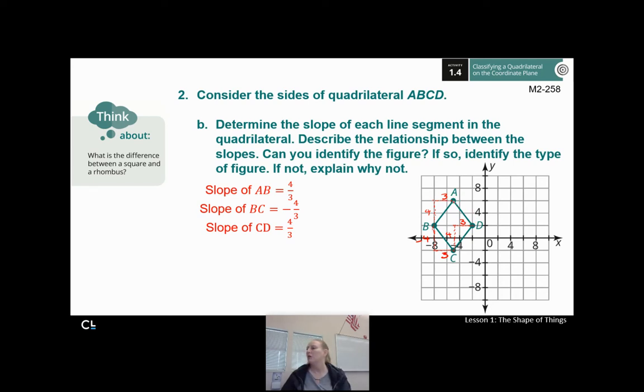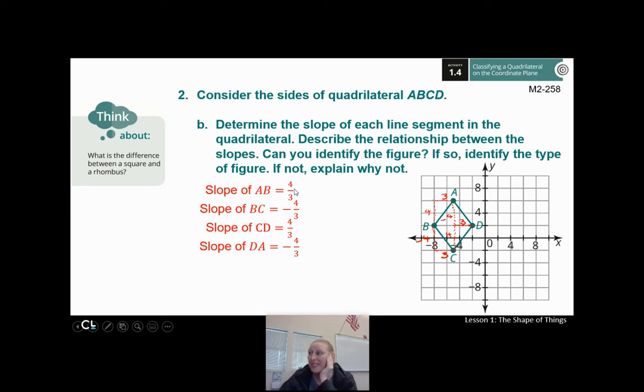So A to D. I'm going to go from A to D, I have to go down 4, 1, 2, 3, 4, so it's a negative, and again over 3. So that means the slope of AD is going to be negative 4/3. So AB and CD are parallel, and that's not surprising. We know with a rhombus, that's kind of a thing that it does. BC and DA are parallel, right? They have the same slope, negative 4/3, negative 4/3.